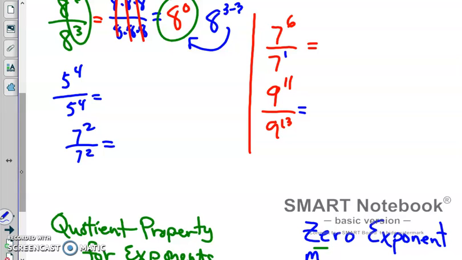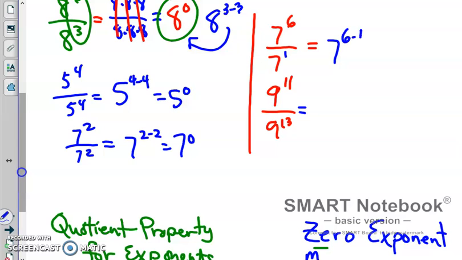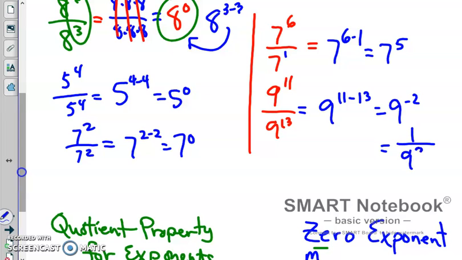All right, so this problem here, we have 4 minus 4, so it's 5 to the 0 power. This one here, I subtract the exponents, I get 7 to the 0 power. This one here, if I subtract the 2 exponents, I get 7 to the 5th. And this, if I subtract the 2 exponents, I get 9 to the negative 2. Because the exponent is negative, that means that to make the exponent positive, the 9 to the 2nd power would be in the denominator.